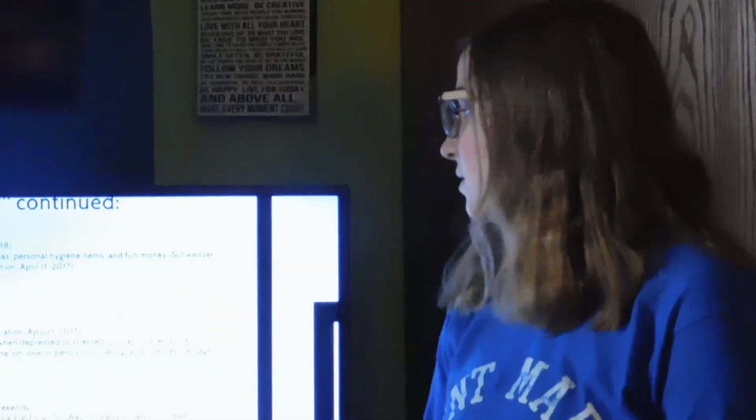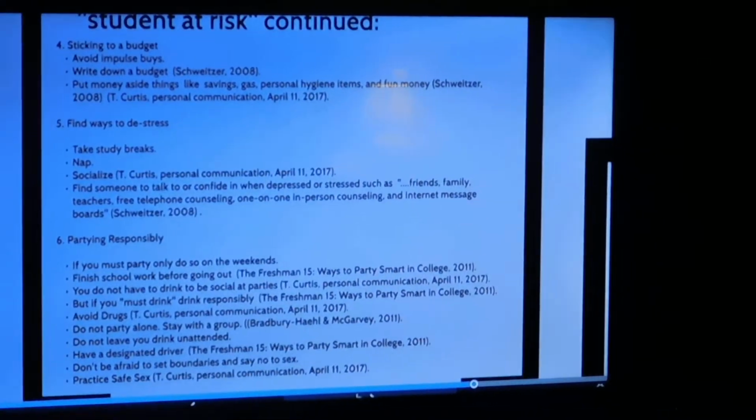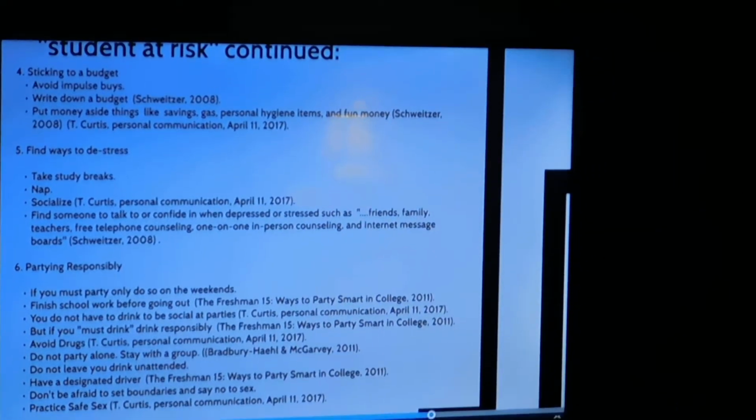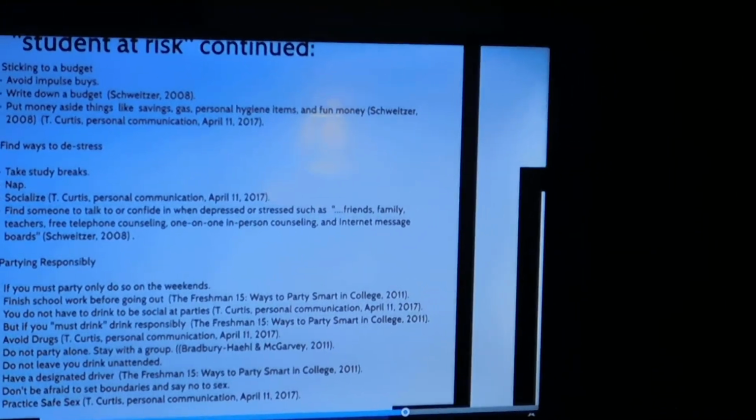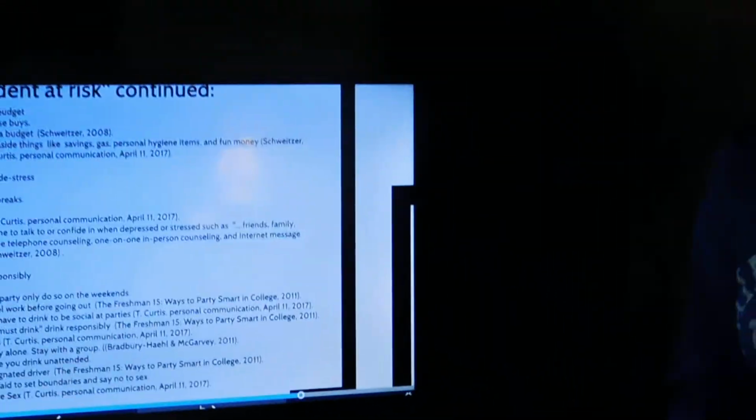The last way to avoid being a student at risk is partying responsibly. If you must party, only do so on the weekends. Finish schoolwork before going out. You do not have to drink to be social and have fun at parties. However, if you must drink, drink responsibly. Avoid drugs. Do not party alone. Stay with a group. Do not leave your drink unattended. Have a designated driver. Do not be afraid to set boundaries and say no to sex. Practice safe sex if you do so.